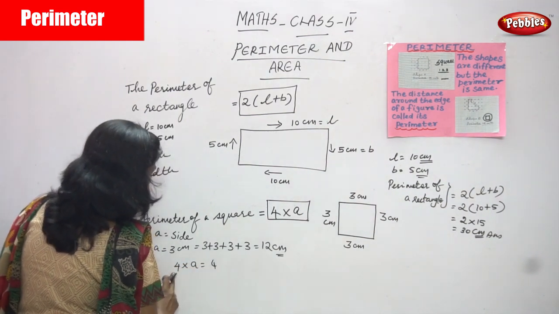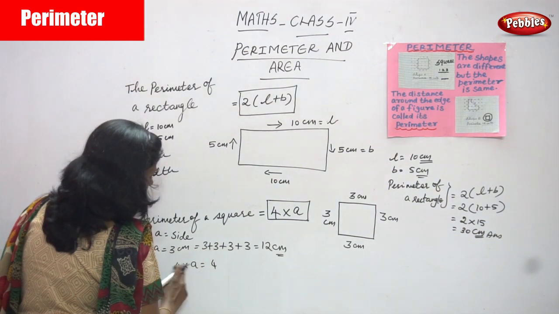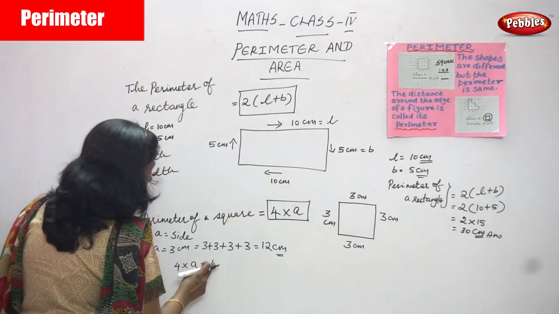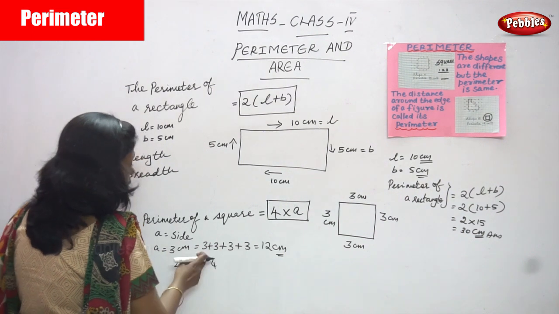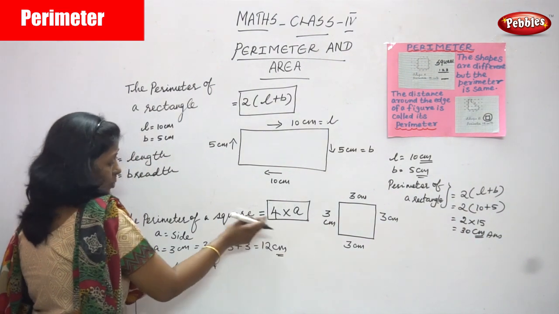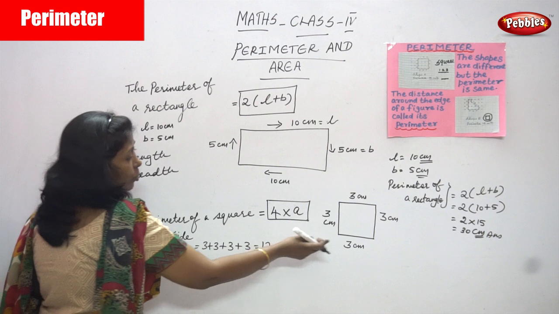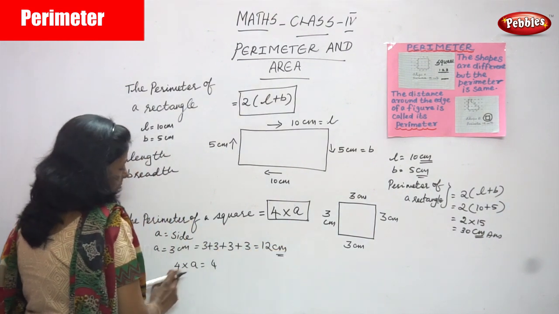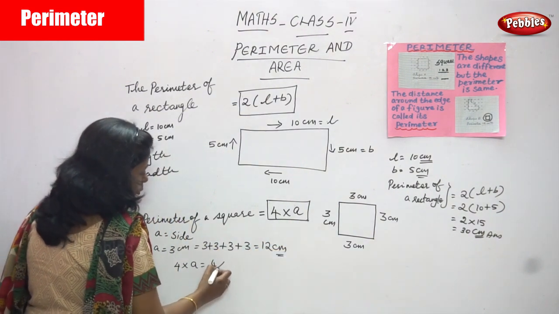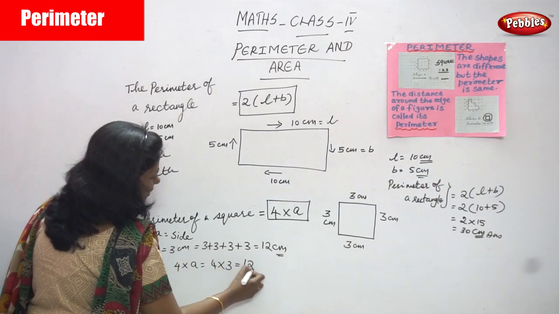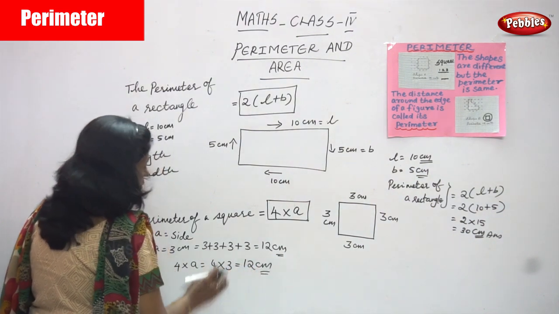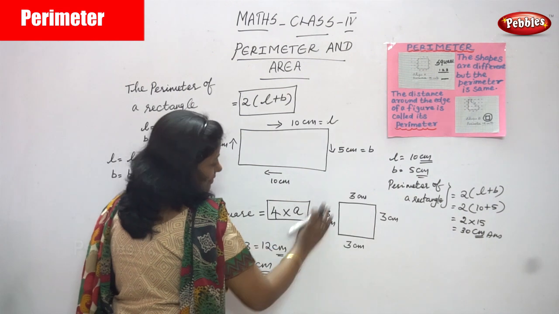A means side. So 4 into side. If you add the 4 sides, you get the same value. Otherwise you take only one side value and multiply with 4, you get the same answer. So 4 into 3, you get what? 12 centimeters. Even you can add all the sides.